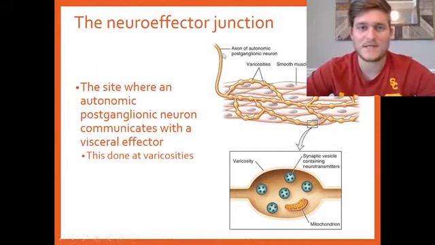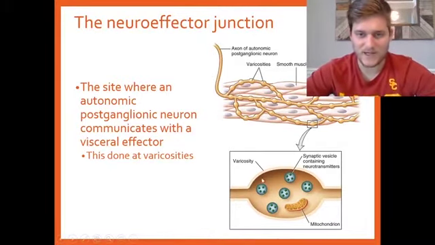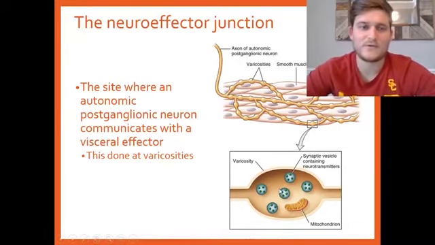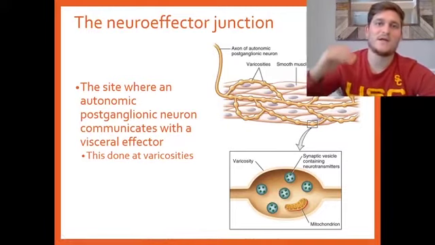And so here we can see one of these autonomic neurons traveling down towards its effector cells or its organ, and you have these little bubbles here called varicosities, and within those varicosities you have synaptic vesicles, which are going to contain neurotransmitters, and then once those neurotransmitters are released, they're going to bind to receptors on the effector cell.